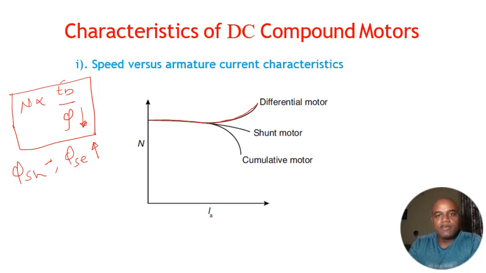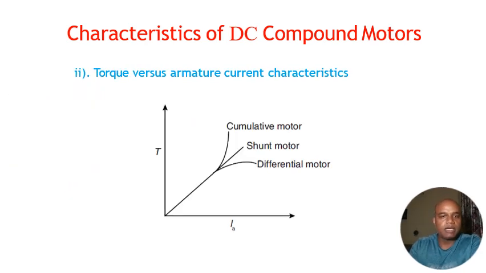Similarly, I have taken the reference over here. The shunt motor speed remains constant with respect to Ia, more or less constant. And for the cumulative motor, these two fluxes are going to add to each other. And if I increase Ia, phi_se is increasing, and therefore the total flux is also getting increased in the case of the cumulative motor. So therefore my speed gets dropped with respect to Ia.